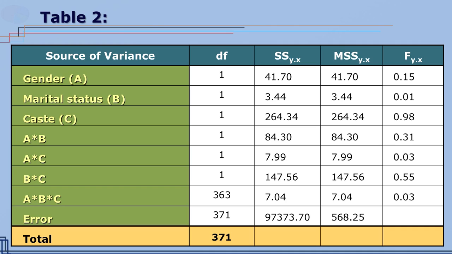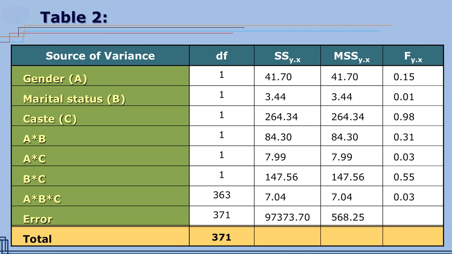From table 2, it is evident that the adjusted F value for gender is 0.15, which is not significant. It shows that the adjusted mean scores of chain proneness of male and female teachers did not differ significantly when verbal intelligence was taken as a covariate. So, there was no significant influence of gender on chain proneness of teachers when verbal intelligence was taken as covariate.